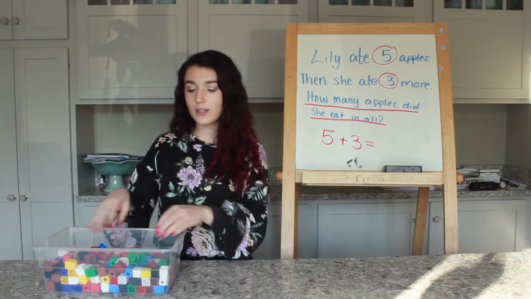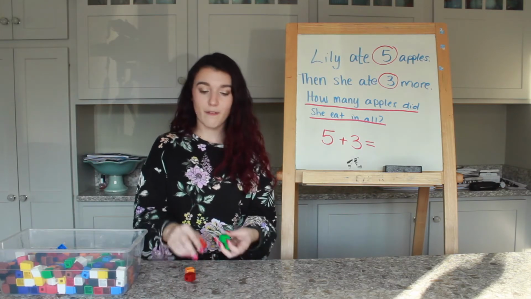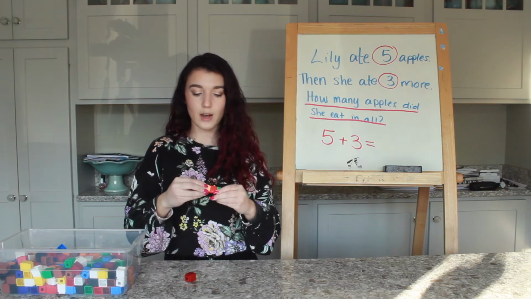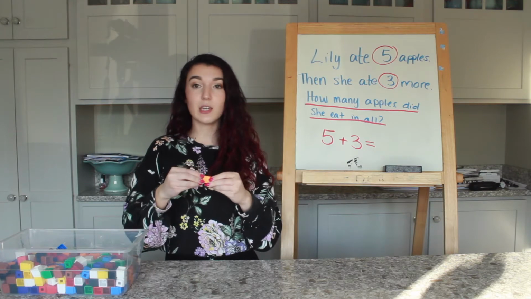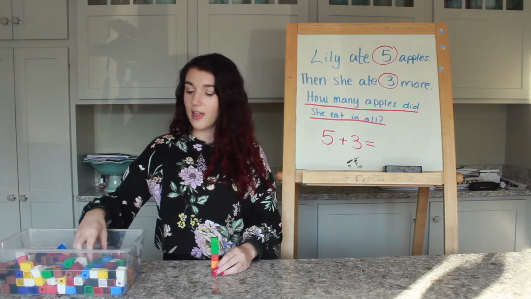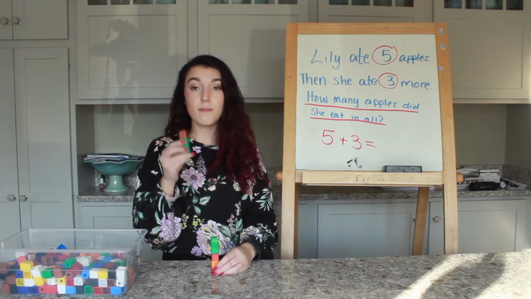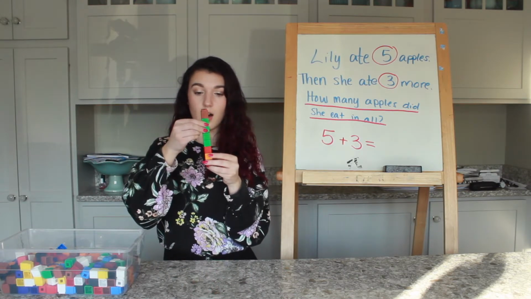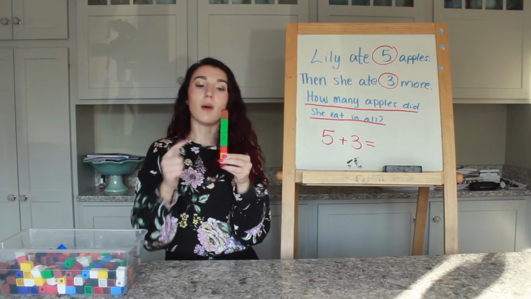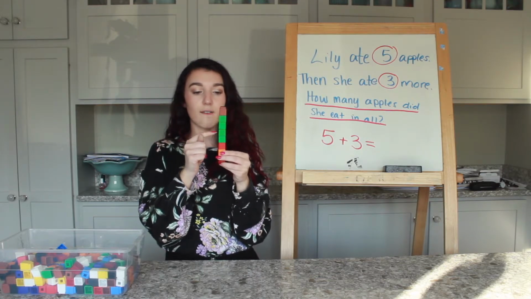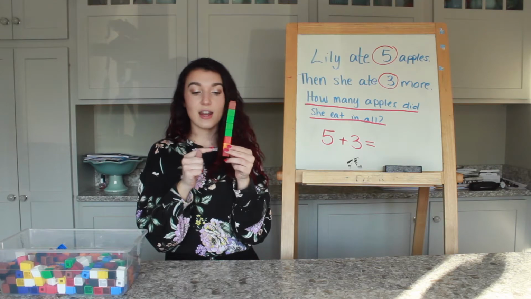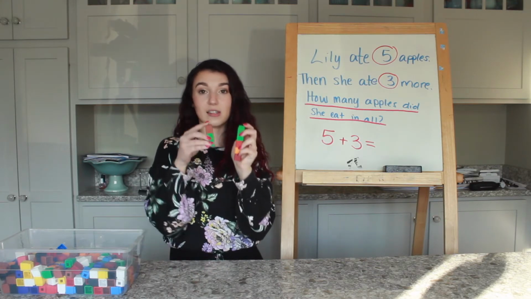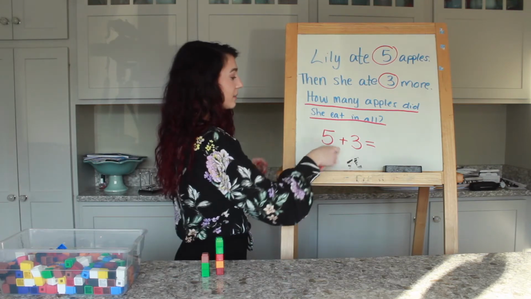This is when my cubes are going to come in handy. I'm going to grab 5 cubes. 1, 2, 3, 4, 5. I'm stacking my cubes together just to make it easier. Then, I know she ate 3 more apples. So I'm going to take my 5 cubes and add 3 more on top of it, which leaves me with 1, 2, 3, 4, 5, 6, 7, 8. So I know the answer to 5 plus 3 is 8.